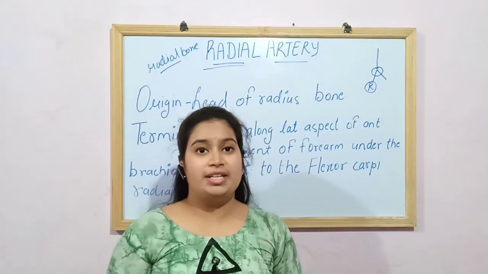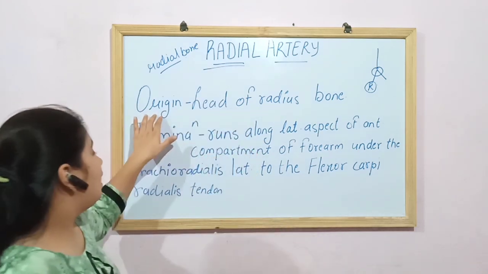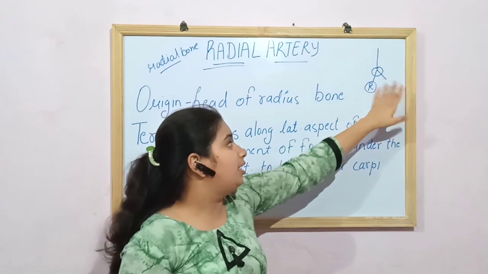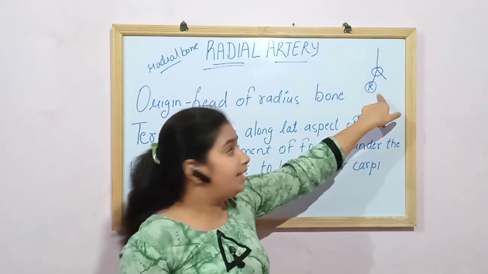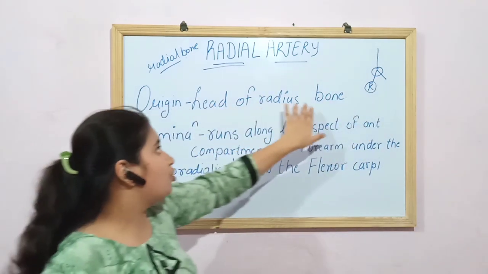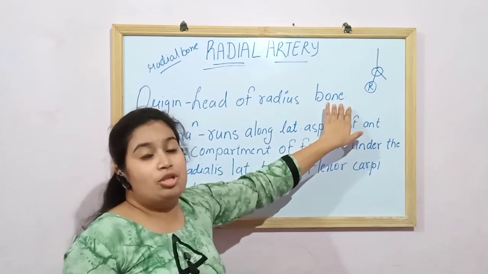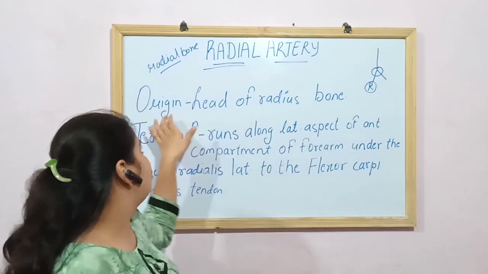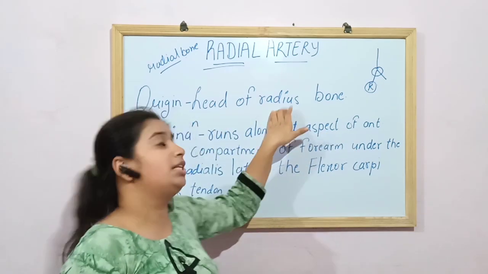So moving on toward its origin, radial artery. As the brachial artery bifurcates at the cubital fossa into two, ulnar and the radial artery, the radial artery starts at the head of the radius bone. Brachial artery ends here and the radial artery starts from here. So we get to know that this is the origin of the radial artery.